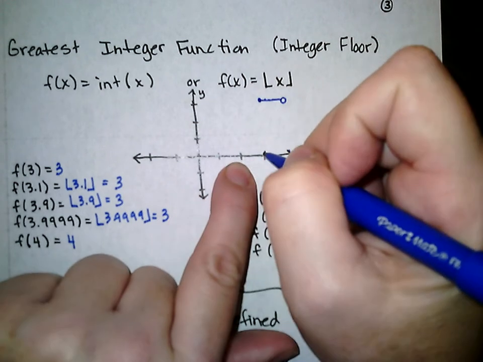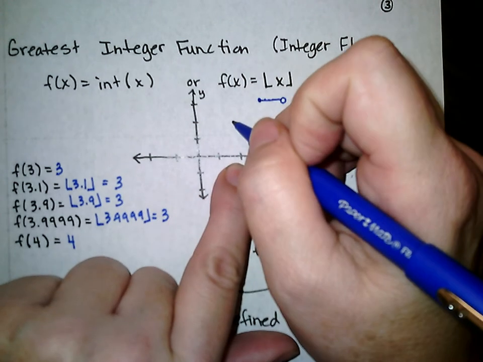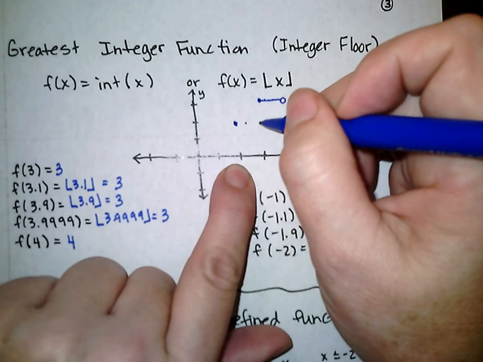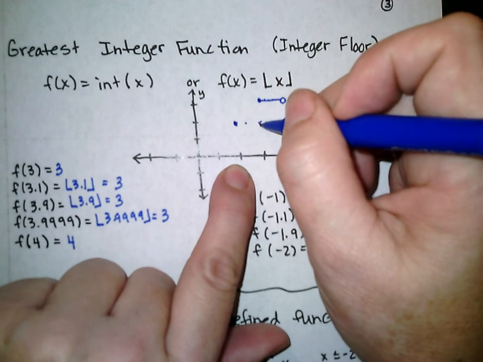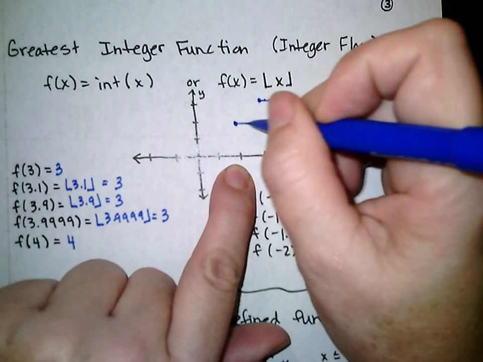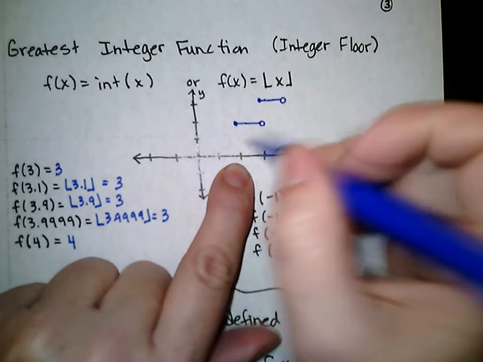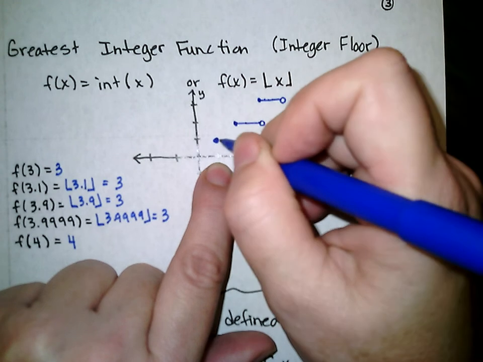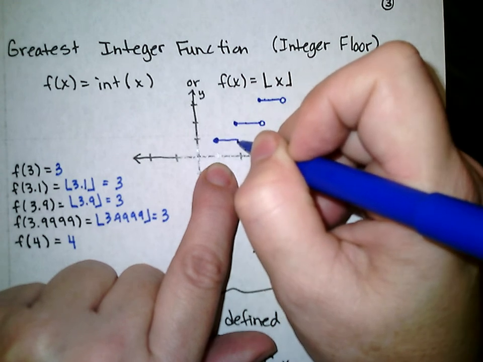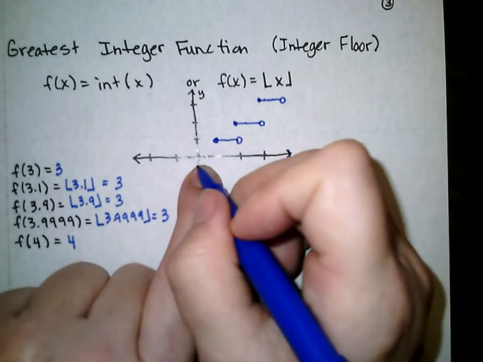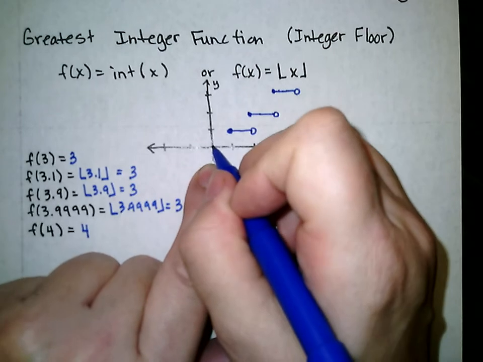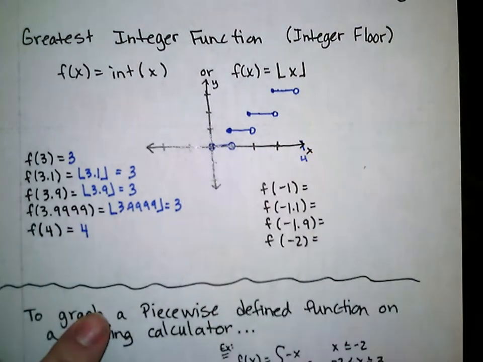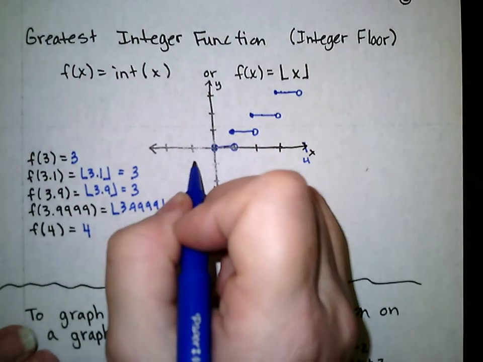So in between 2 and 3, at x equals 2, the value is 2. At x equals 2.5, still 2. 2.9, still 2. As soon as it hits 3, it jumps up. So this is what that graph looks like. Every value between 1 and 1.999999 is 1. So we look like that. Every value between 0 and 0.99999 would drop down to 0. So we go like that. And that pattern continues. So let's look at the negative values.